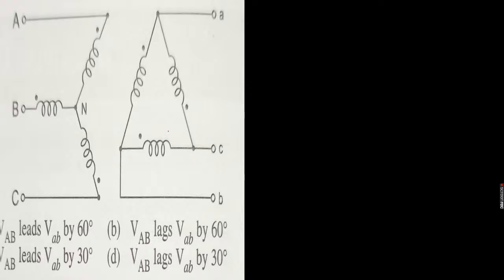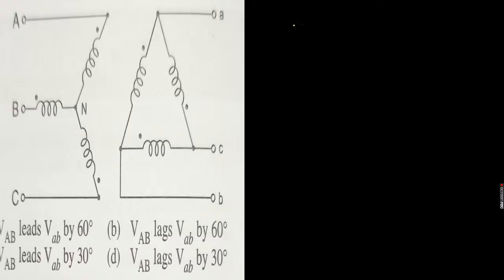What is this? Only the diagram is there, data is missing. VAB leads VB, something they had given. They gave a diagram question. Okay, right. Let me take it, there are two possibilities. Either they may ask you to calculate the positive sequence network or the negative sequence. Let me draw both.